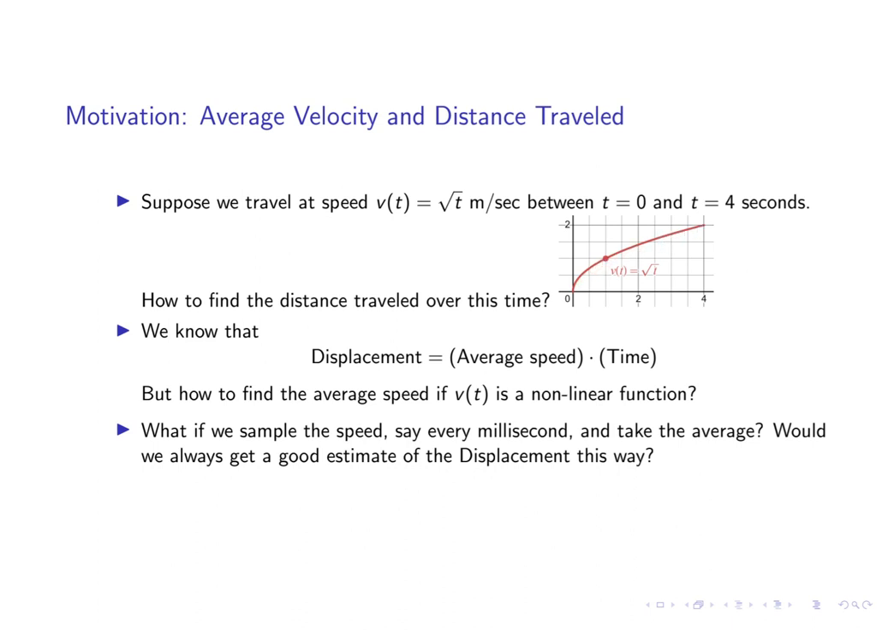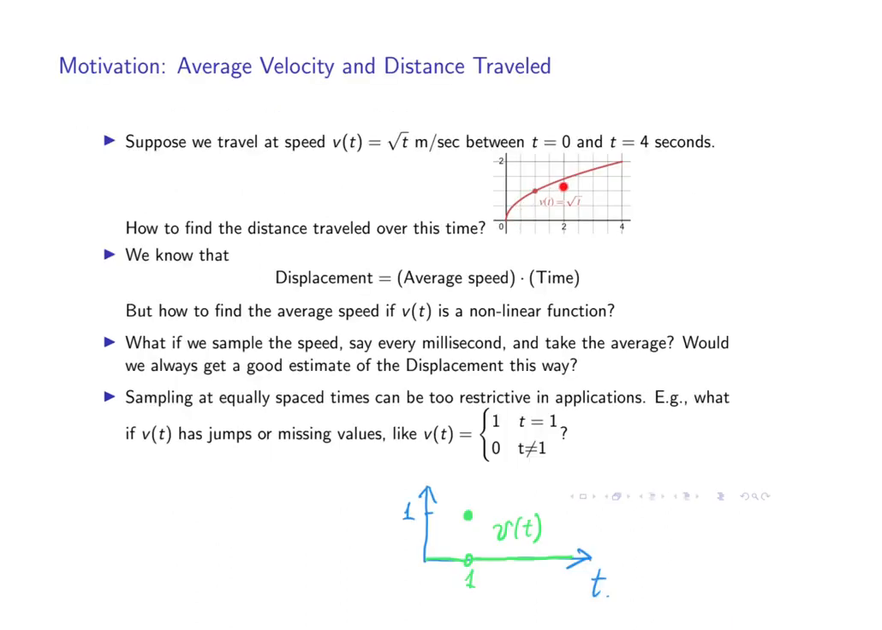Would we always get a good estimate of the displacement this way? It turns out that if the velocity function is continuous, then our approach of sampling the velocity at regularly spaced intervals works just fine, and the more often we sample the velocity, the more accurate an estimate of the displacement we are going to get. On the other hand, if the velocity curve has many jumps, then sampling at regularly spaced times might be too restrictive and lead to potential errors.